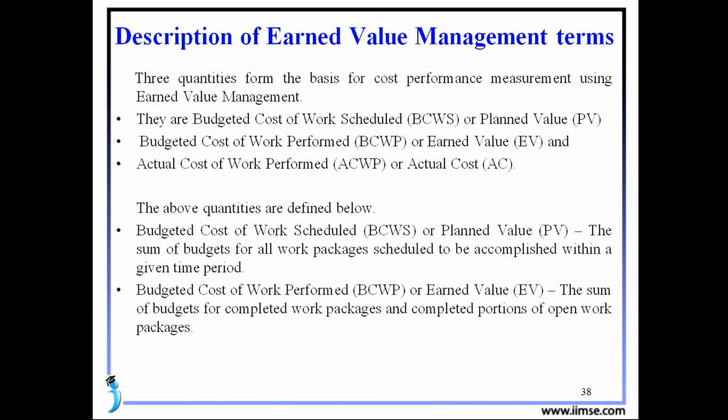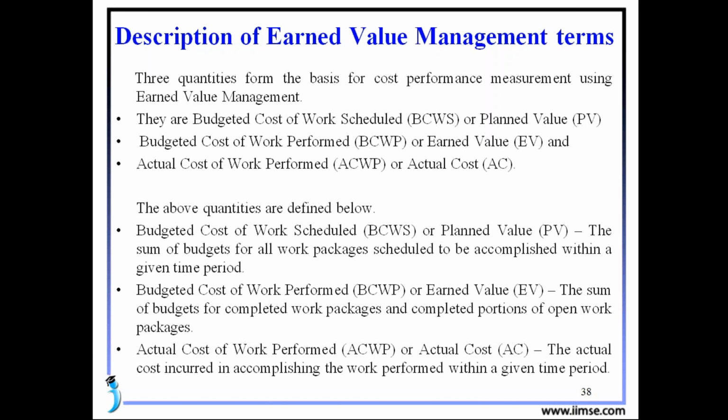The budget cost of work performed, or earned value, is the sum of budgets for completed work packages and completed portions of open work packages. That means not according to our plan, but according to completed work only, we find the cost. The actual cost of work performed, or actual cost, is the actual cost incurred in accomplishing the work performed within a given time period.